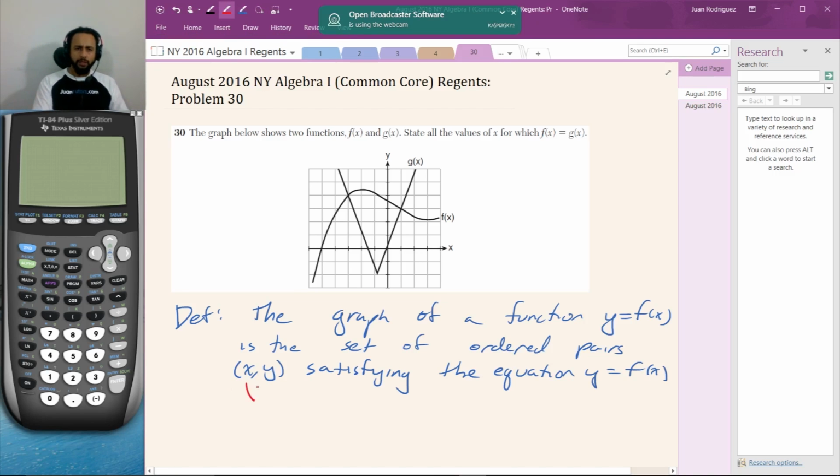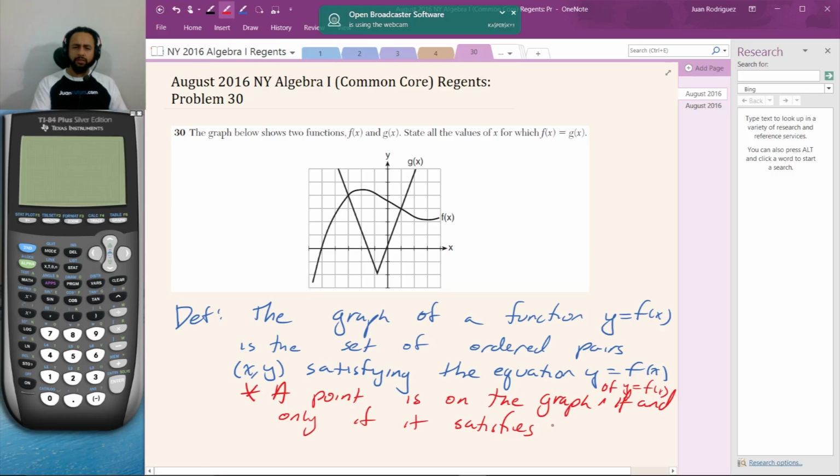So a point is on the graph of y equals f of x if and only if it satisfies the equation y equals f of x. Okay, if and only if.